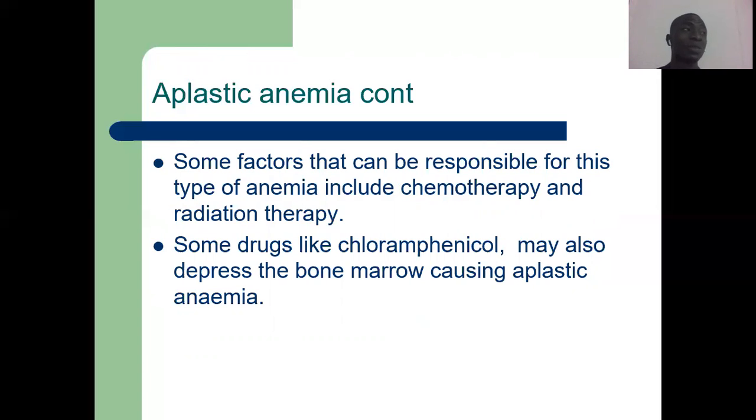When somebody is taking a cancer treatment, it usually suppresses red blood cell formation in the bone marrow, leading to this type of anemia, because the red blood cells, white blood cells, and the platelets are suppressed or not produced in large numbers, so it can lead to aplastic anemia. Also radiation therapy: somebody under radiation therapy is also prone to aplastic anemia. And drugs such as chloramphenicol depress the bone marrow, causing aplastic anemia.